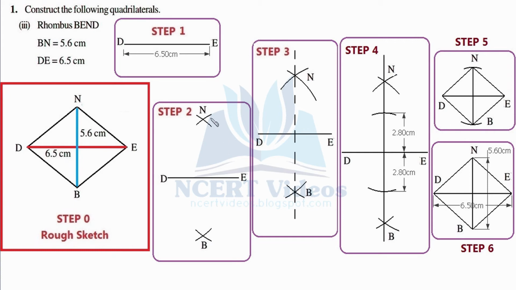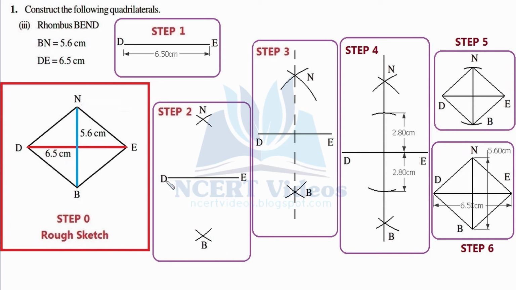Remember, these points are not our required points N and B. These are just reference points. These points mean that if we connect these two intersections, we will be able to construct the perpendicular bisector of line segment DE. So pause the tutorial and try to construct this perpendicular bisector of line segment DE.